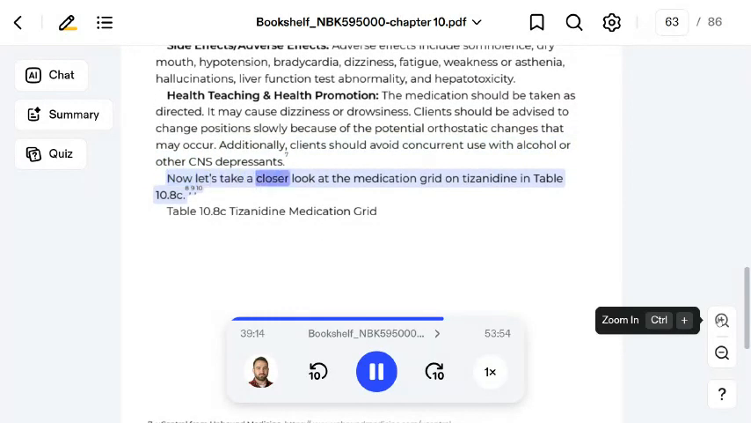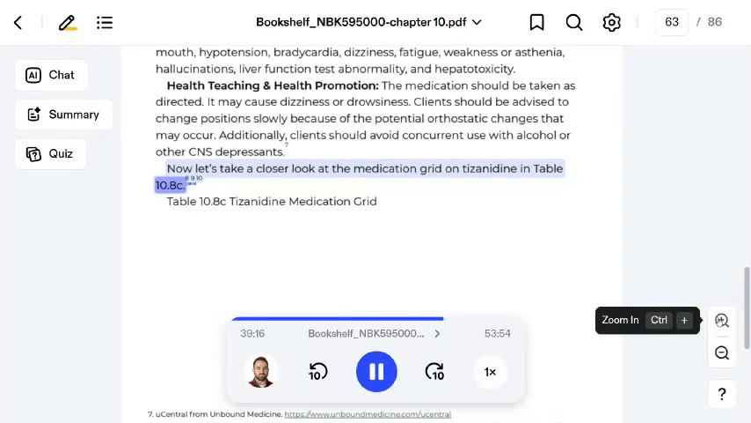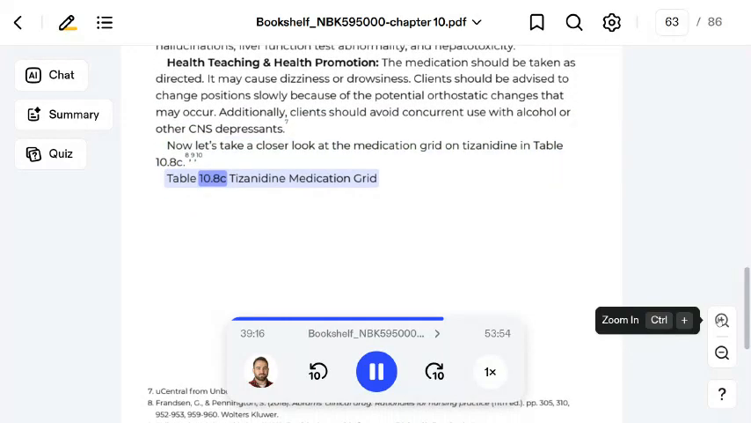Now let's take a closer look at the medication grid on tizanidine in Table 10.8c. Table 10.8c, tizanidine medication grid.